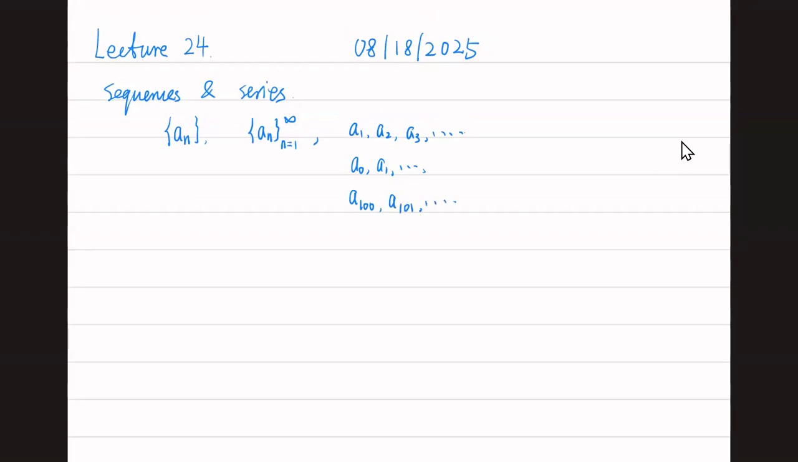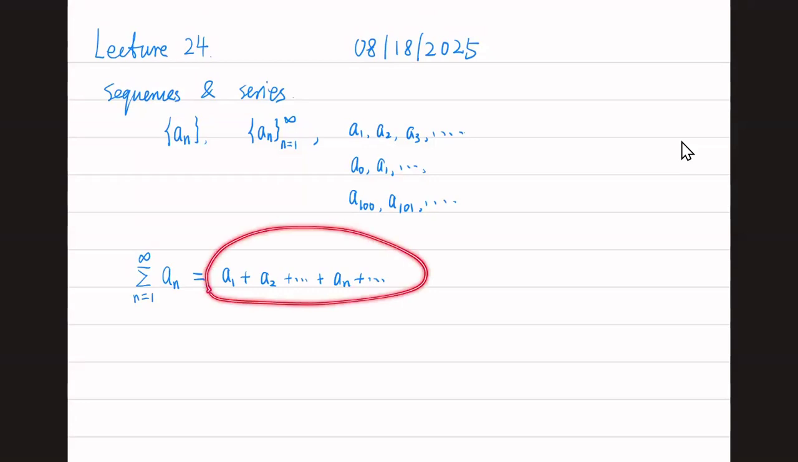Okay, then we study the series. This is the summation notation. It means we add A1, and so on. Since we are adding infinitely many terms, what we want to check is whether it is convergent or divergent.